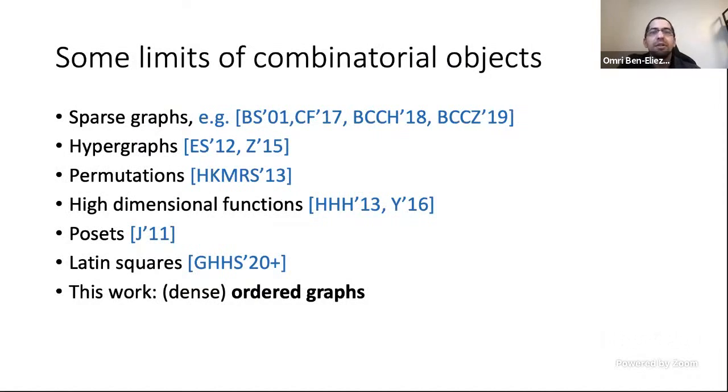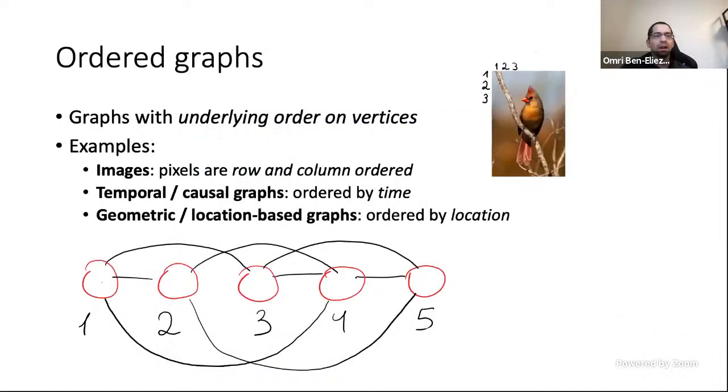Since the graph limit theory was established about 15 years ago, various types of limits for combinatorial structures have been developed. Here are just a few representative works. And in our work, we develop a limit theory for ordered graphs. So we consider graphs whose vertices have an underlying ordering.